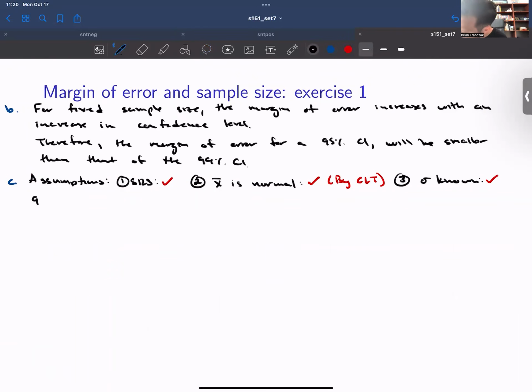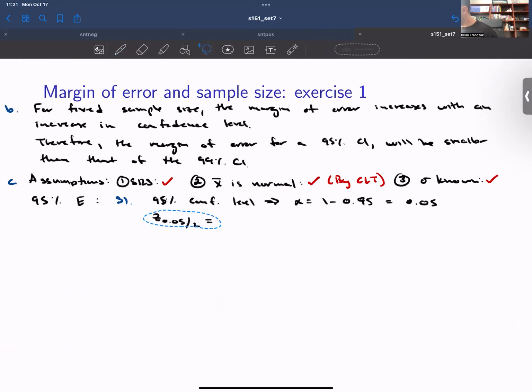Now we have 95%. On step 1, we have a 95% confidence level. That means alpha is 1 minus 0.95, which is 0.05. So then we would have Z alpha over 2 is equal to Z 0.05 over 2, which is Z 0.025. All right, same process that we've seen up until this point.